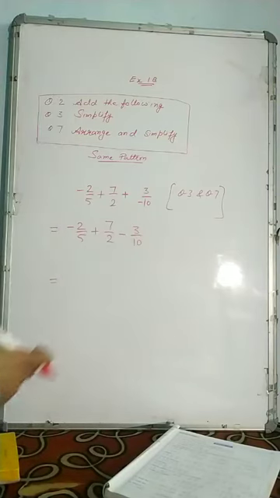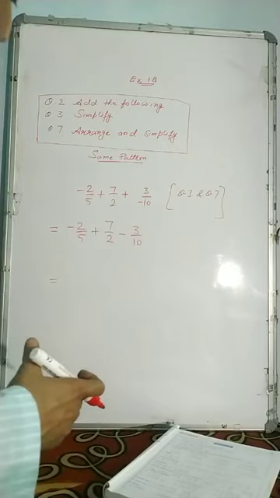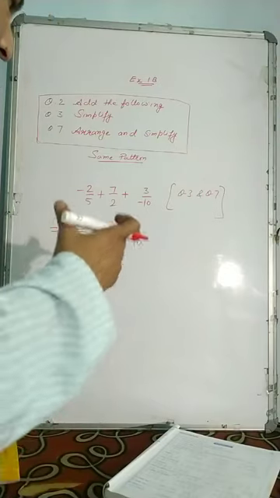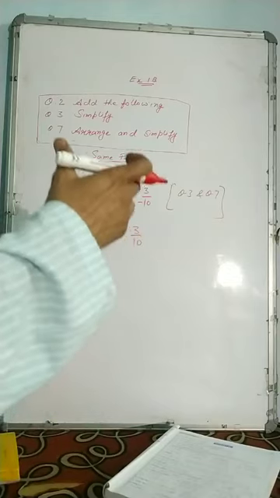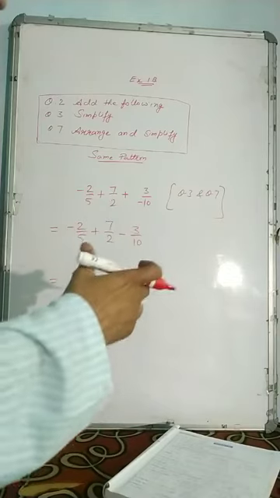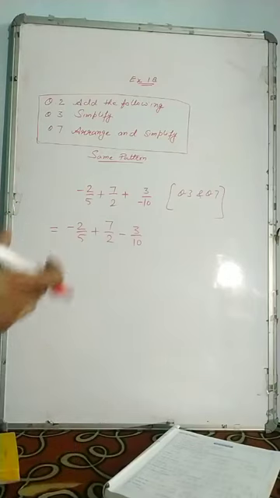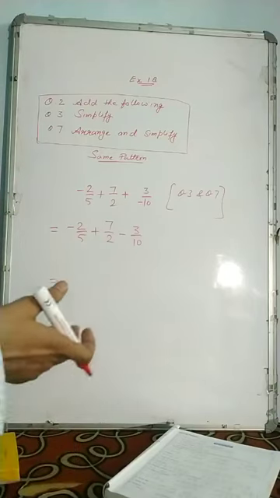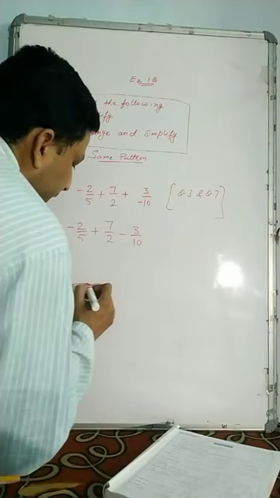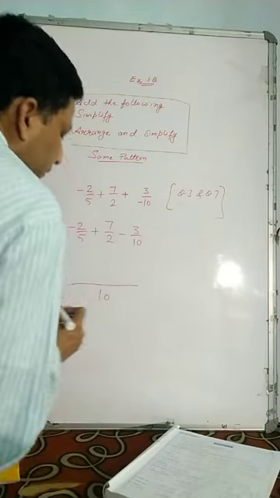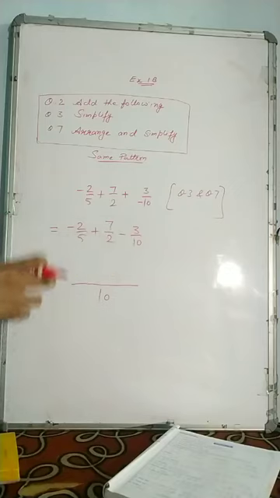Now here you can see there are three different denominators. It means first of all we will convert these three different denominators into the same or common denominators by using the LCM. And what will be the LCM of 5, 2, 10? The LCM will be 10. So 10 is the common denominator for these three different denominators.